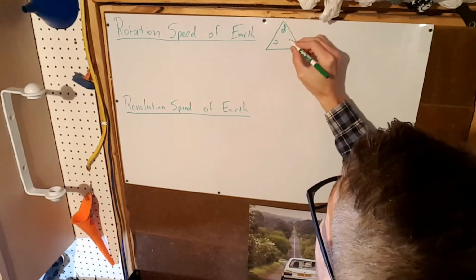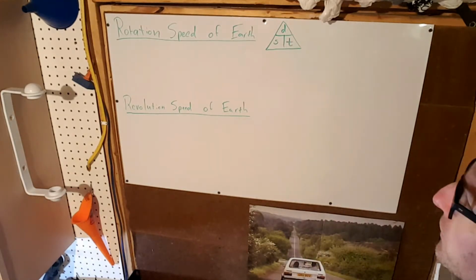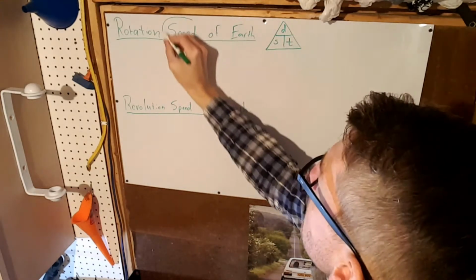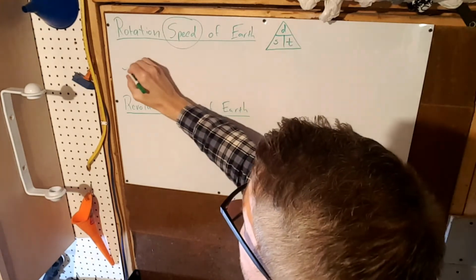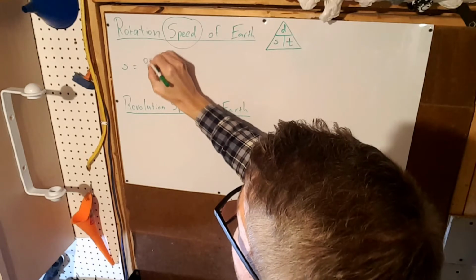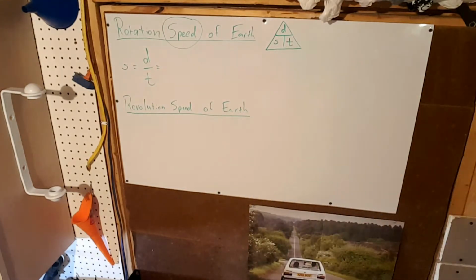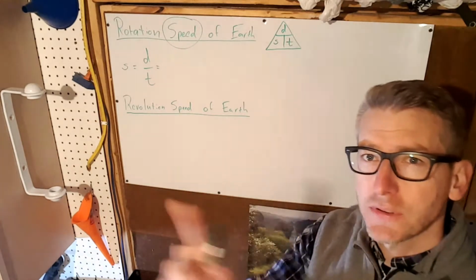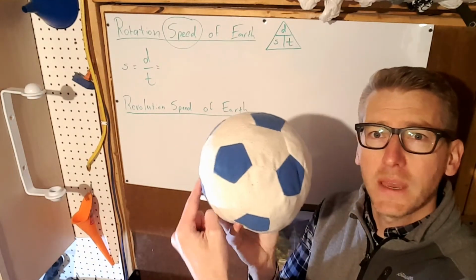Daylight saving time. Okay. So, to find the rotation speed, we're looking for the speed. You're going to be looking for speed, which is D over T. So speed is equal to the distance over the time. Rotation speed of Earth. First we need, what is the circumference of Earth? So what is the circumference of Earth? Like how far around? How far is it around the equator about?